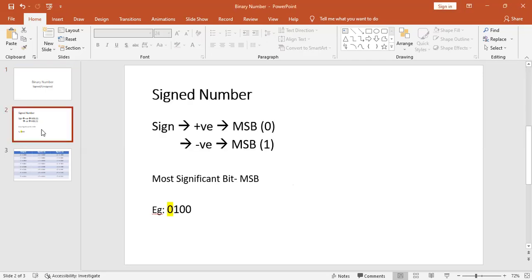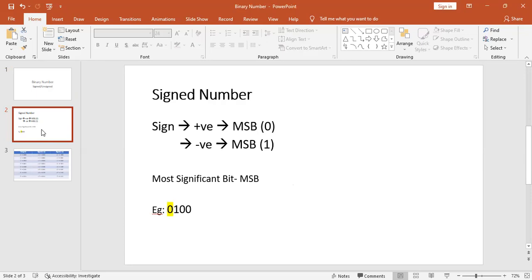Unsigned binary numbers are the numbers which have a positive sign by default. Let's say, for example, you have a number 2. You don't have a sign before the number 2. It means that by default, the number 2 has a positive sign. That is the meaning of an unsigned binary number.